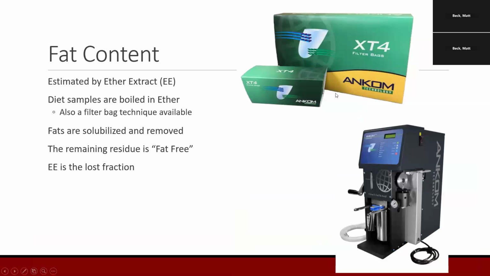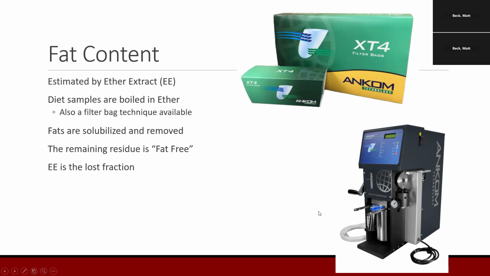All right, fat content. So there is a filter bag technique for ether extract measuring. Really, we take that sample and boil it in ether. That ether solubilizes the fat and makes it evaporate. So what is left after boiling it in ether is fat-free. We figure out how much of that sample was lost out of the bag after boiling it in ether, divide it by the total amount of sample that was incubated, times 100, and that gives us ether extract content.